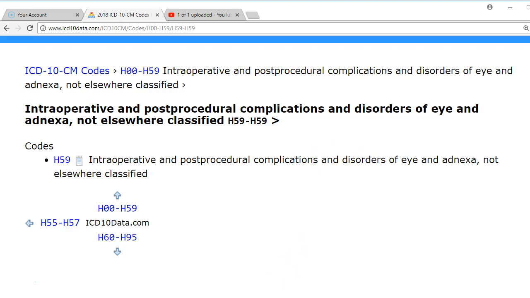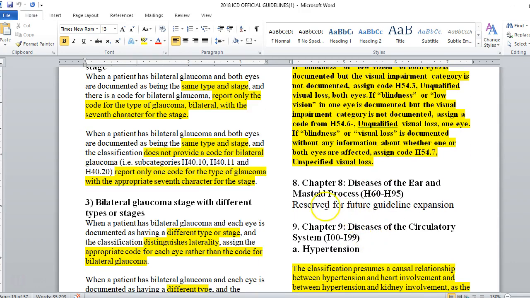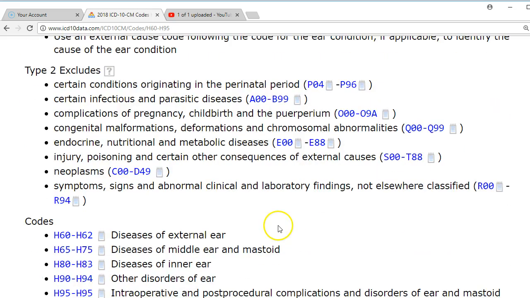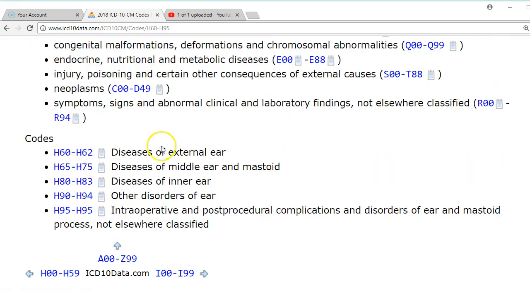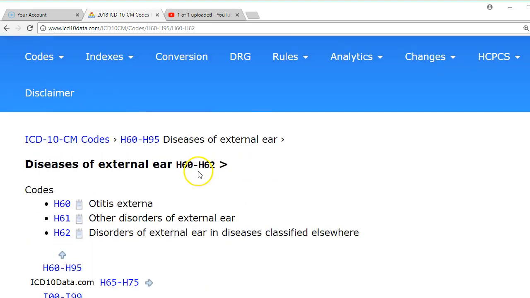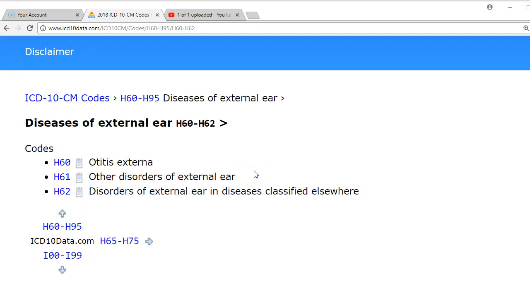Now, if we go back to our guidelines for a minute, what you will notice is there are no guidelines for H60 to H95, okay, for our hearing codes. So what we're going to do is we're going to look at them. So again, we have the diseases of the external ear, the middle ear and mastoid process, the inner ear, other disorders, and intraoperative post-procedural complications. So let's kind of go through these so we have an idea of what we're going to see. So again, we're going to see a lot of otitises, a lot of inflammations of the ear. So again, what's going on in what part of the ear?